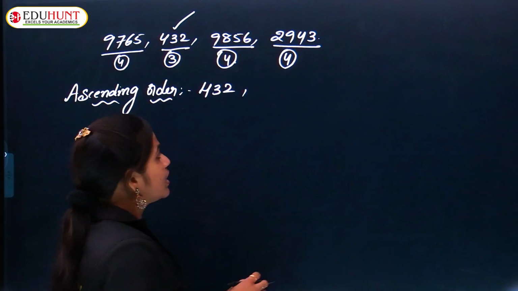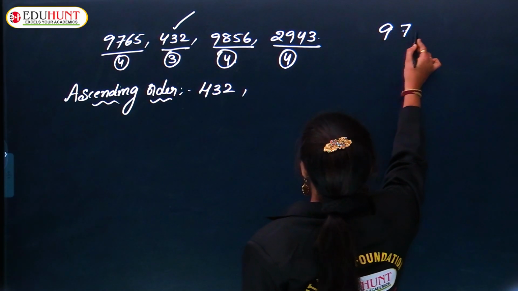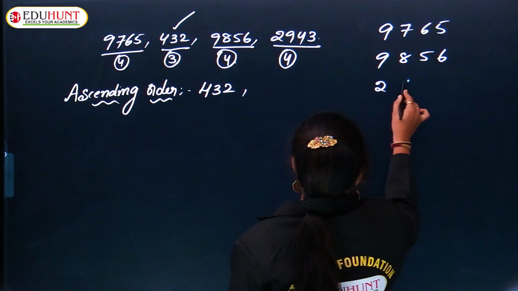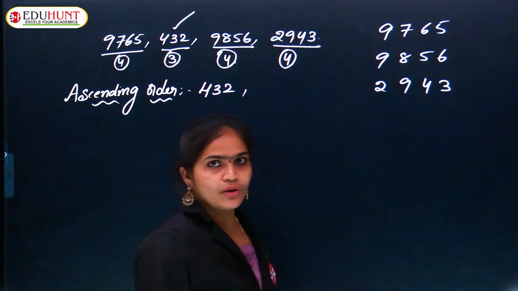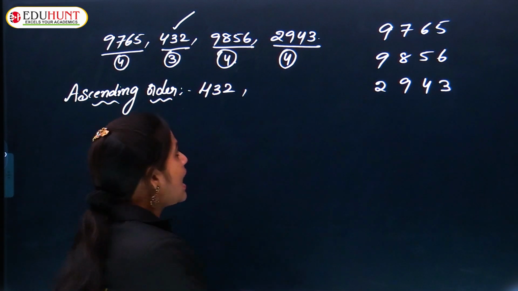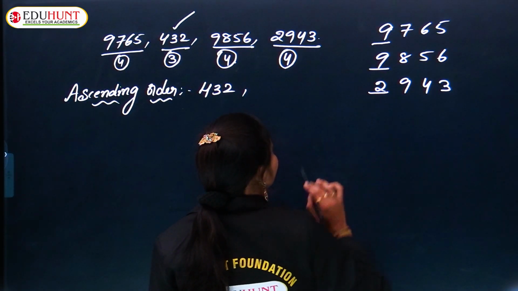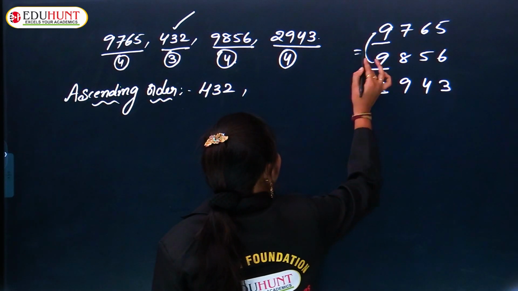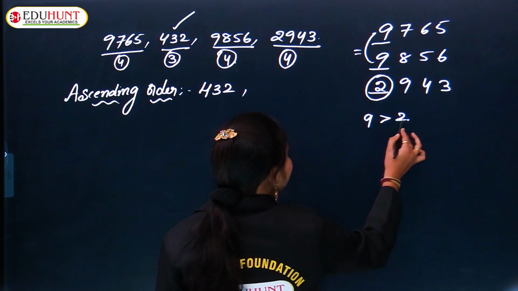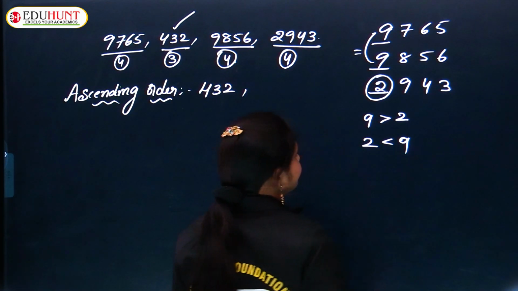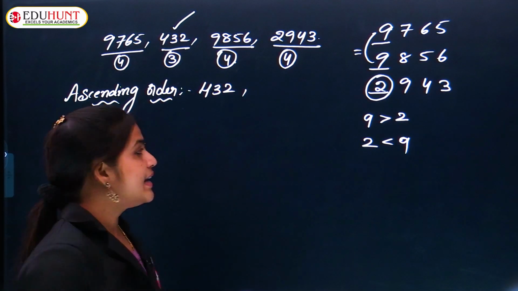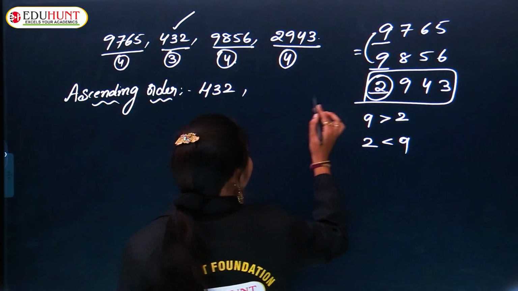Now see, what are those numbers here? 9765, next 9856, next 2943. Three 4-digit numbers. First which place value do we have to check? The highest position place value. Highest position place value means this one only, we have to check. Now these two are equal. Next, here 2 is there, and we know that 9 is greater than 2, which means 2 is less than 9. Yes or no? 2 is less than 9. Automatically, what is the next smallest number? The next smallest number is 2943 only, no?